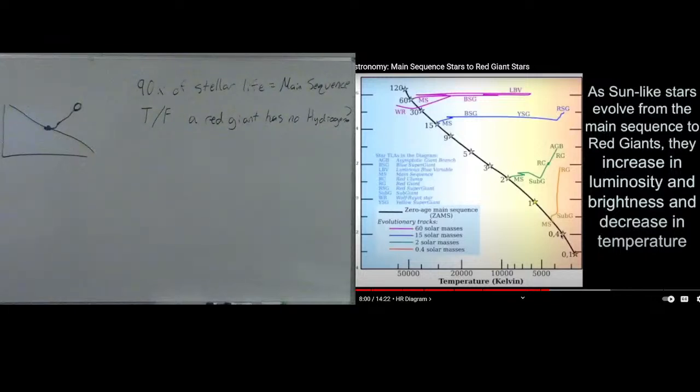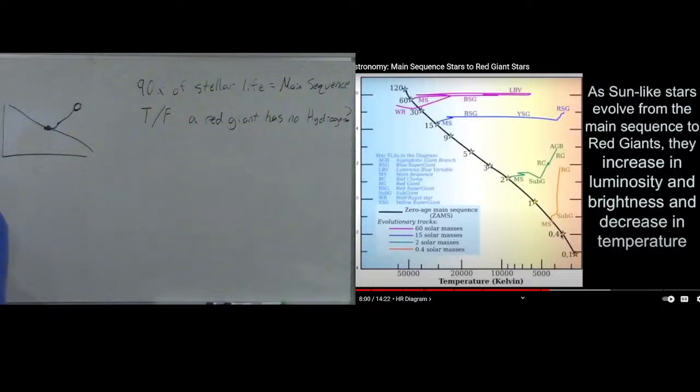I don't need you to memorize this at all. All I really want you to do is look at it and go, well, this is a star leaving the main sequence. Okay. That's it.